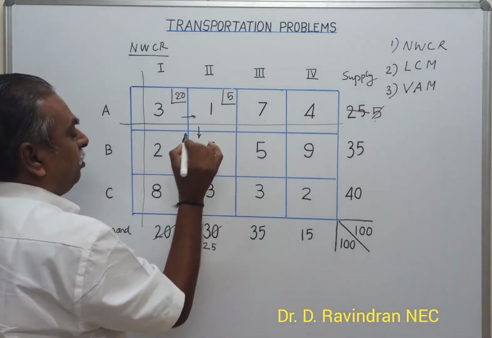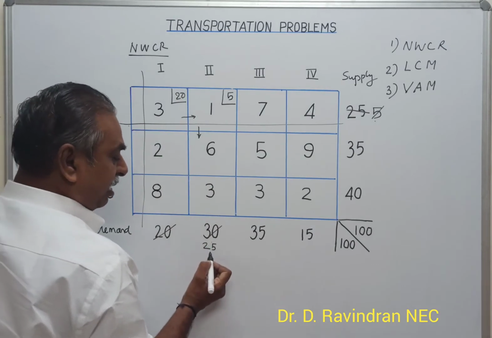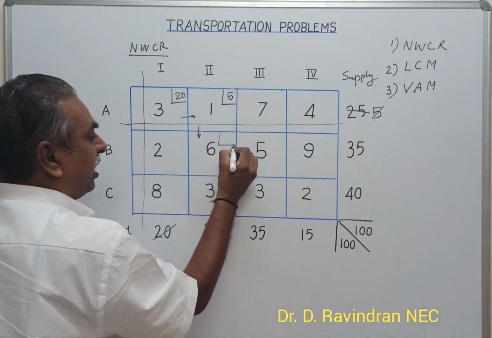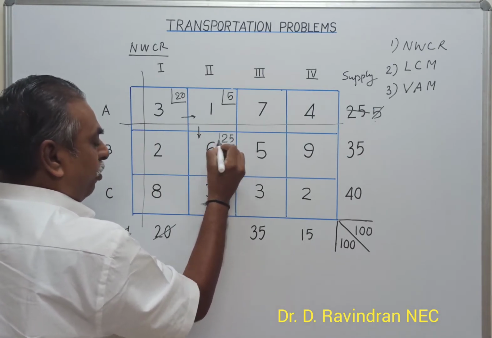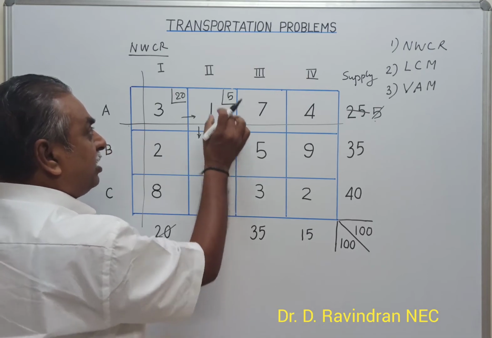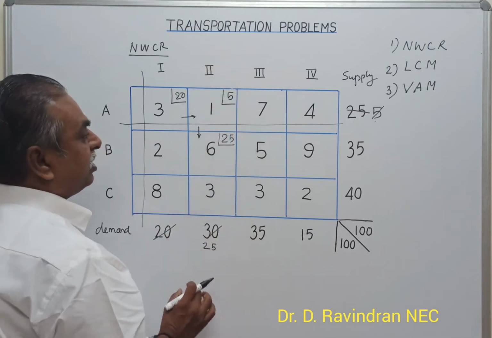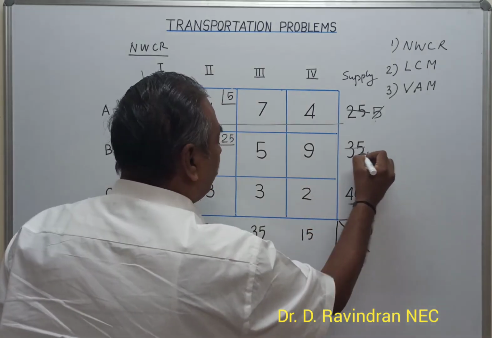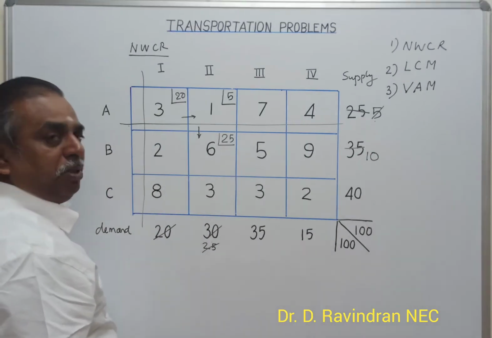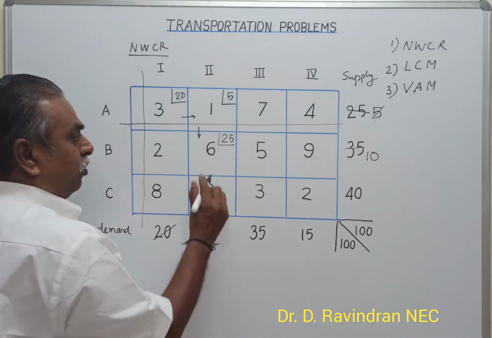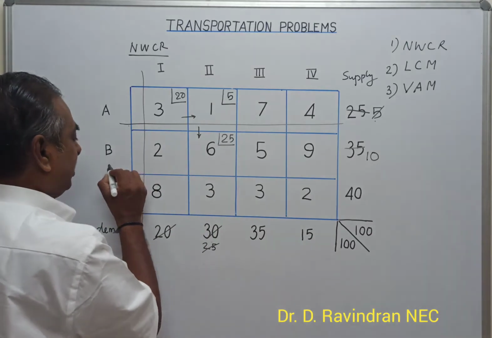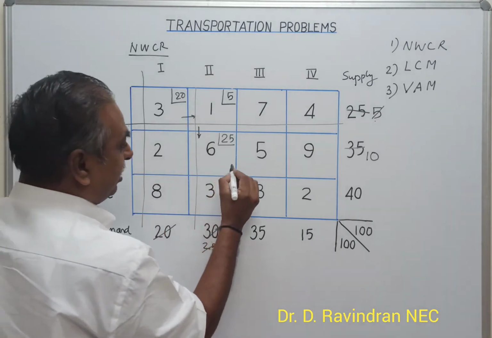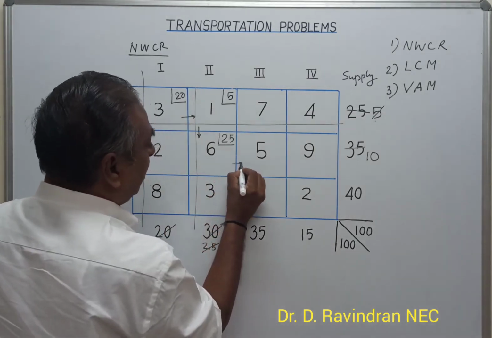Now we can come down to the next cell. Here the demand is 25 and supply is 35. So here we can allocate at most the lowest value, that means the lowest demand. By allocating 25 units, the demand of the second distribution center is completely over. So we can strike this off, and the balance will be 10 units with your B supply center. Now this distribution center's demand is over, so we can strike this off. Now we can move on to the next cell.